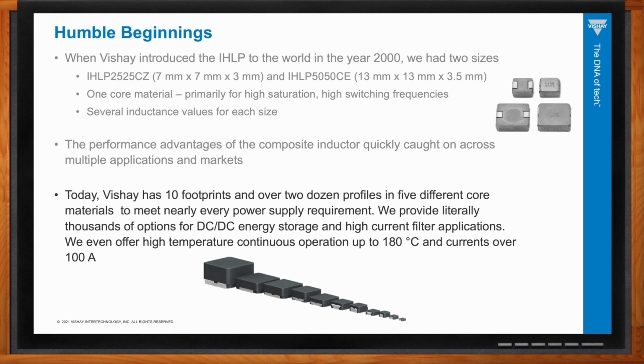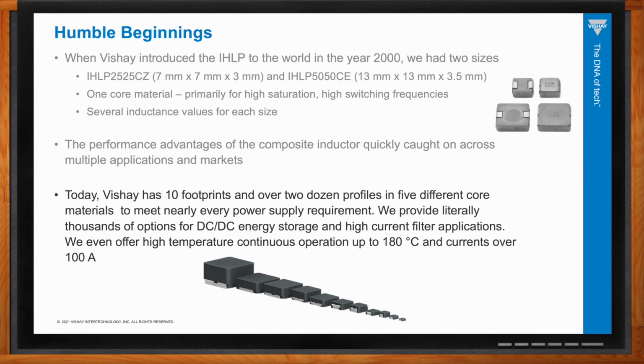So today, Vishay has 10 different footprints and over 24 profiles in 5 different core materials to meet nearly every power supply requirement on the market. We provide literally thousands of options for DC to DC energy storage and high current filter applications. We even offer high temperature continuous operation up to 180 degrees C and currents over 100 amps in the IHLP package. So from the very humble beginning of 2 different sizes and values, we now literally have thousands of part numbers.